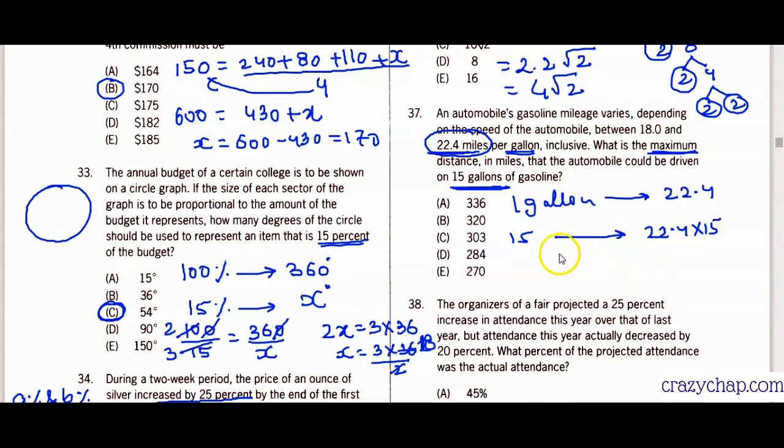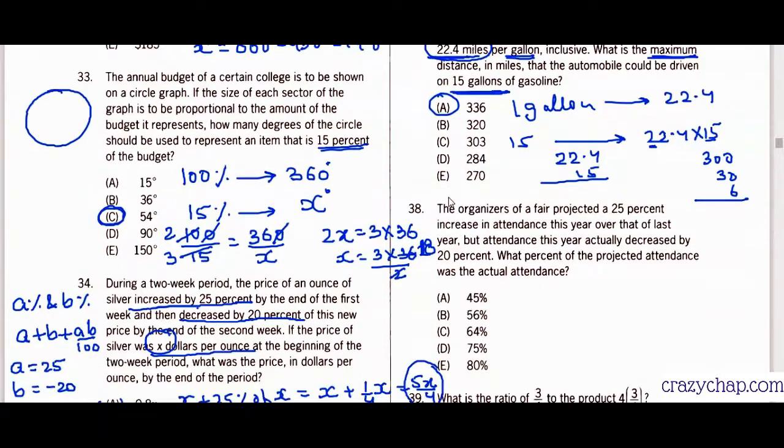We'll multiply that. I believe you know how to multiply. So 22.4 times 15. Can we do it smartly, like 15 times 20 is 300, right? And 15 times 2 is 30. And 15 times 0.4 is 6, right? So that gives 336. Option A should be the correct answer, right? Number 38.